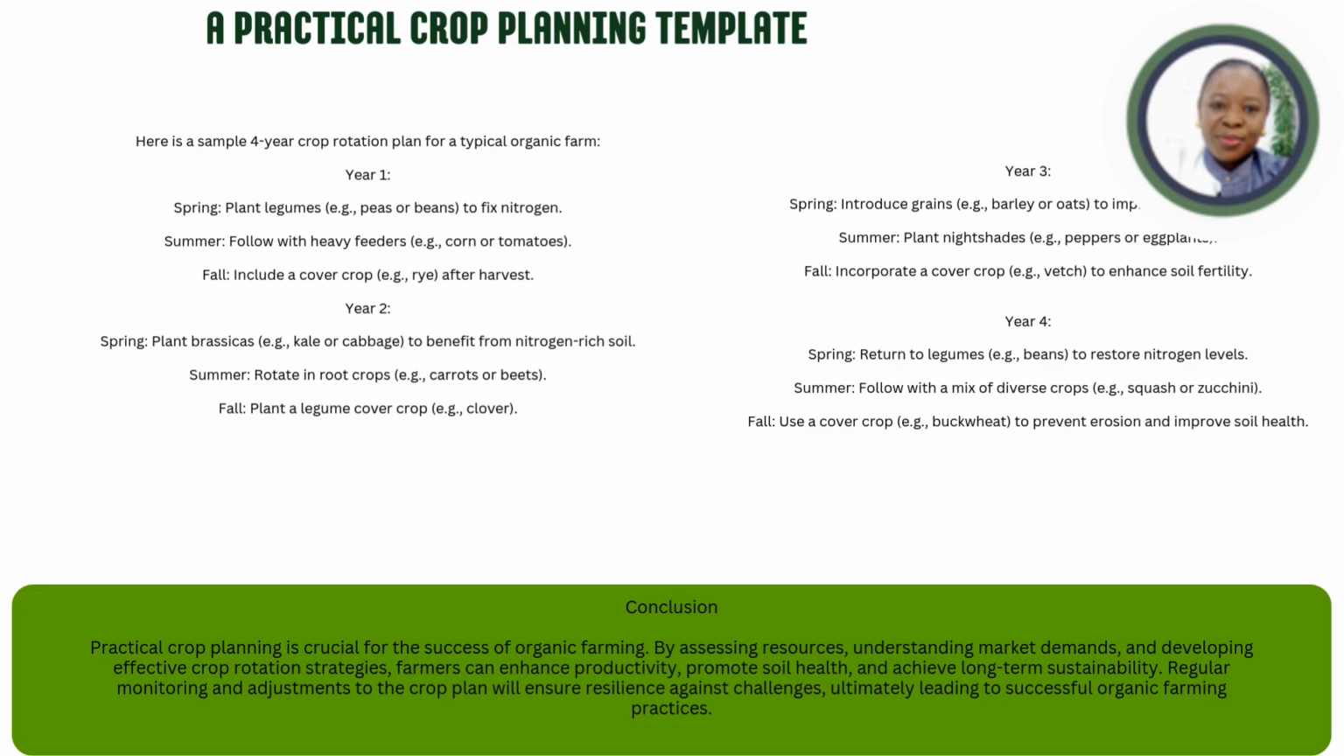Conclusion. Practical crop planning is crucial for the success of organic farming. By assessing resources, understanding market demands, and developing effective crop rotation strategies, farmers can enhance productivity, promote soil health, and achieve long-term sustainability. Regular monitoring and adjustments to the crop plan will ensure resilience against challenges, ultimately leading to successful organic farming practices.